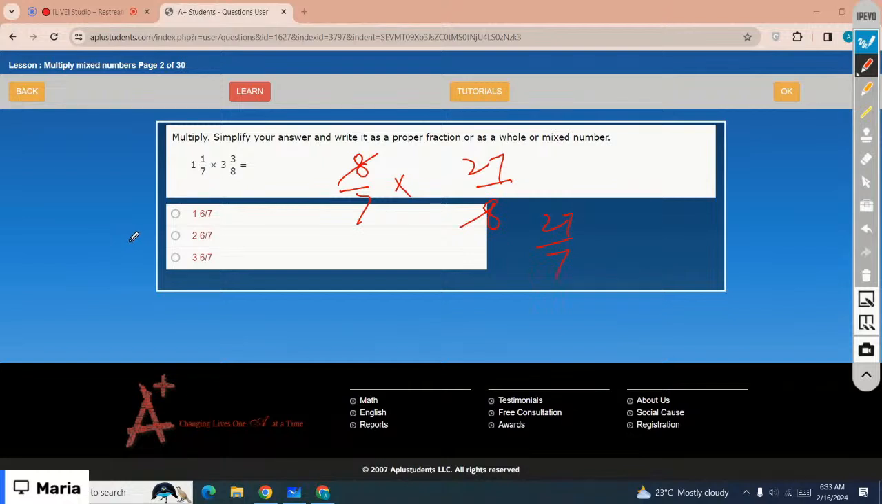The correct option is 3 whole 6 over 7. Option number 3 is the correct option, isn't it? That is 3 whole 6 over 7. Option number 3 is the correct option. Very good.